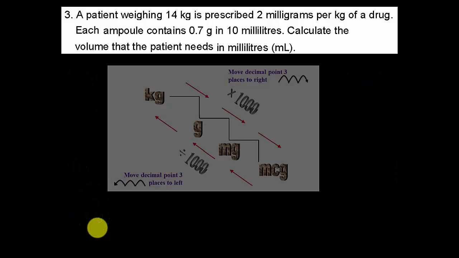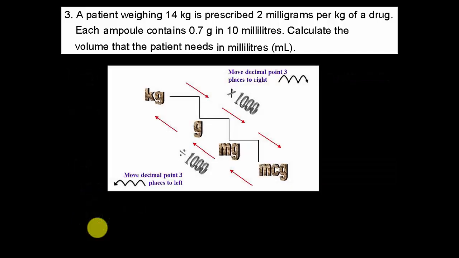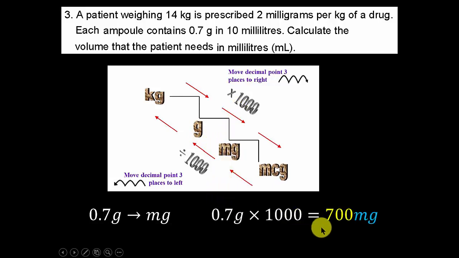Let's remind ourselves. This is the kind of diagram many students like to jot down in their examination, and I want to do grams into milligrams. Well, grams to milligrams is moving downstairs, so I multiply by 1,000. 0.7 times 1,000 gives me 700 milligrams, the new units.